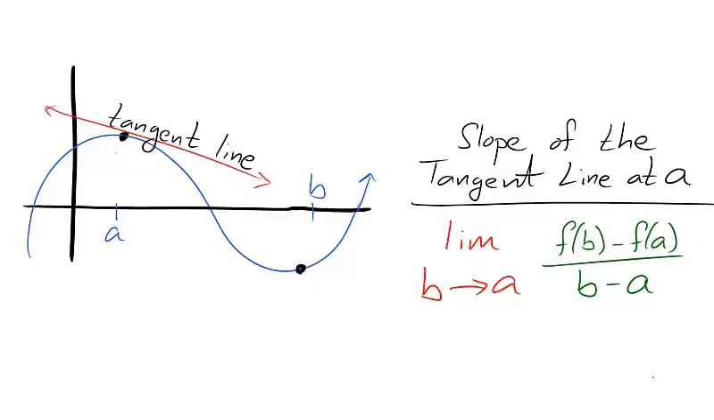Since the tangent line passes through the point a, f(a), once you know the slope of the tangent line, you can use the point-slope equation to write the tangent line.